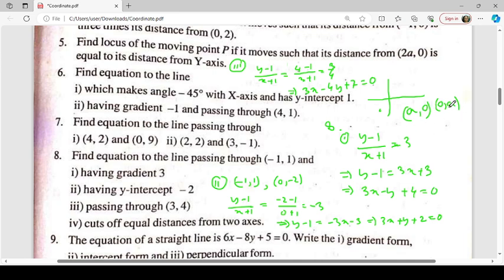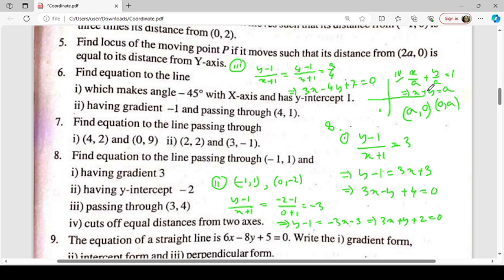So passing through (a, 0) and (0, a), our intercept form is x intercept a, y intercept also a. So what we have, number 4, x by a plus y by a is equal to 1. So means x plus y equal to a. So these are the different equations passing through given points. So x by a, y by a.